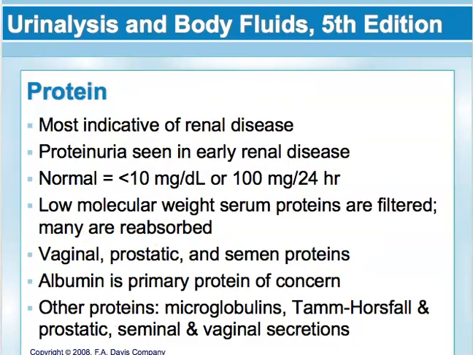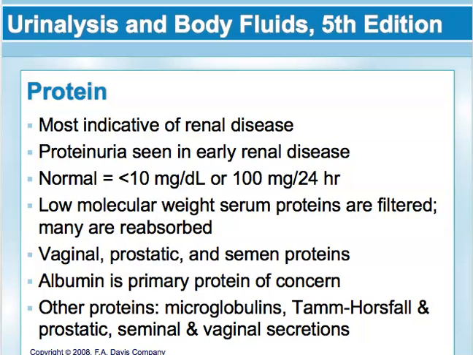Okay, the next test is protein. Of those routine chemical tests performed on urine, protein is the most indicative of renal disease. Proteinuria is often associated with early renal disease, which makes that urinary protein test an important part of any physical examination. Normal urine contains very little protein, so the normal range is considered to be less than 10 milligrams per deciliter, or 100 milligrams per deciliter in a 24-hour specimen.